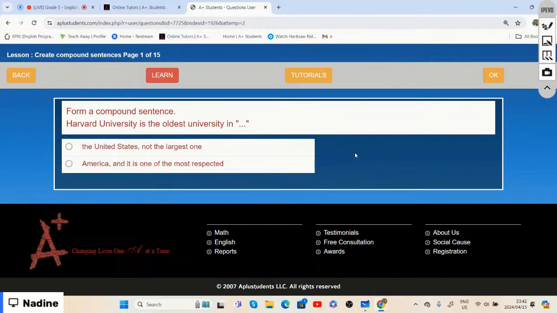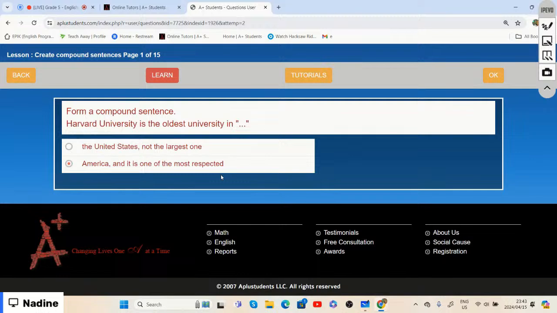All right, so if we join that sentence with one of the options, then it's going to be the second one. Guys, remember that a conjunction is and, but, or so. If we look at the first option, it says the United States, not the largest one. And then the second option says America, and it is one of the most respected, which means that it can stand on its own.